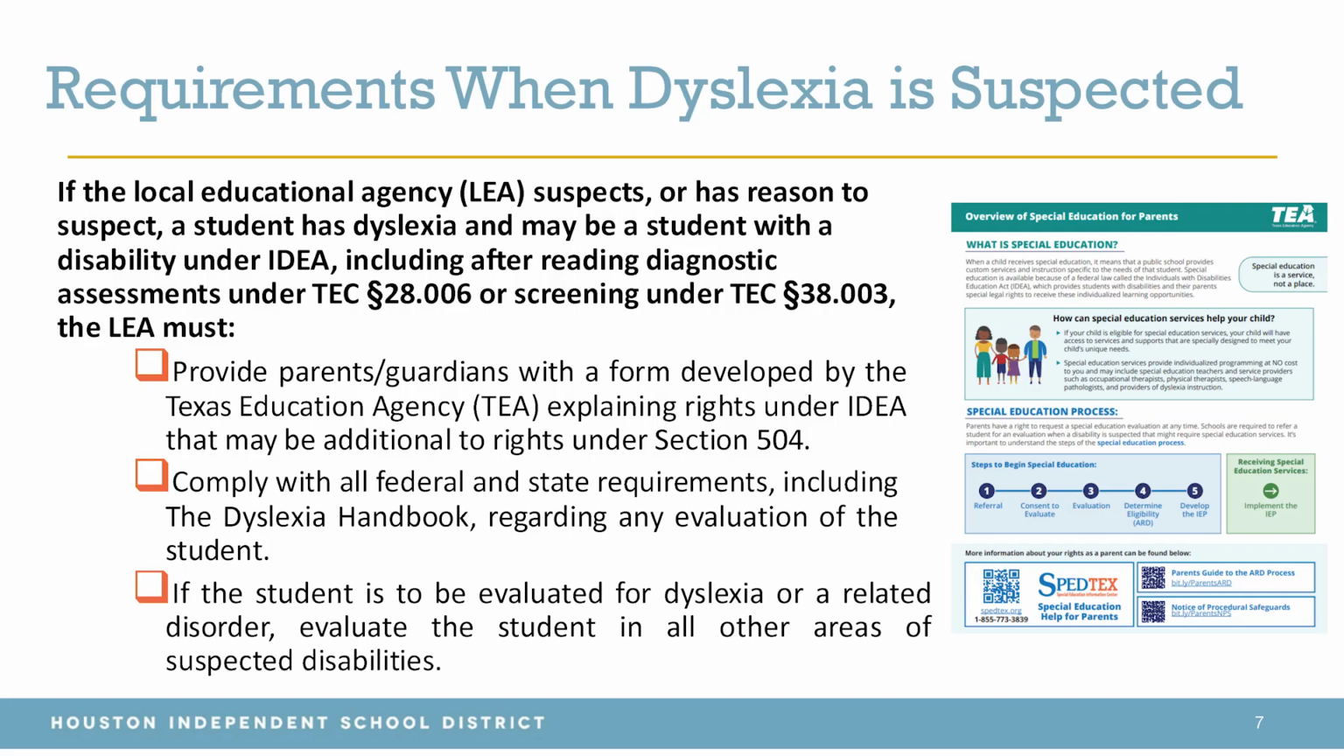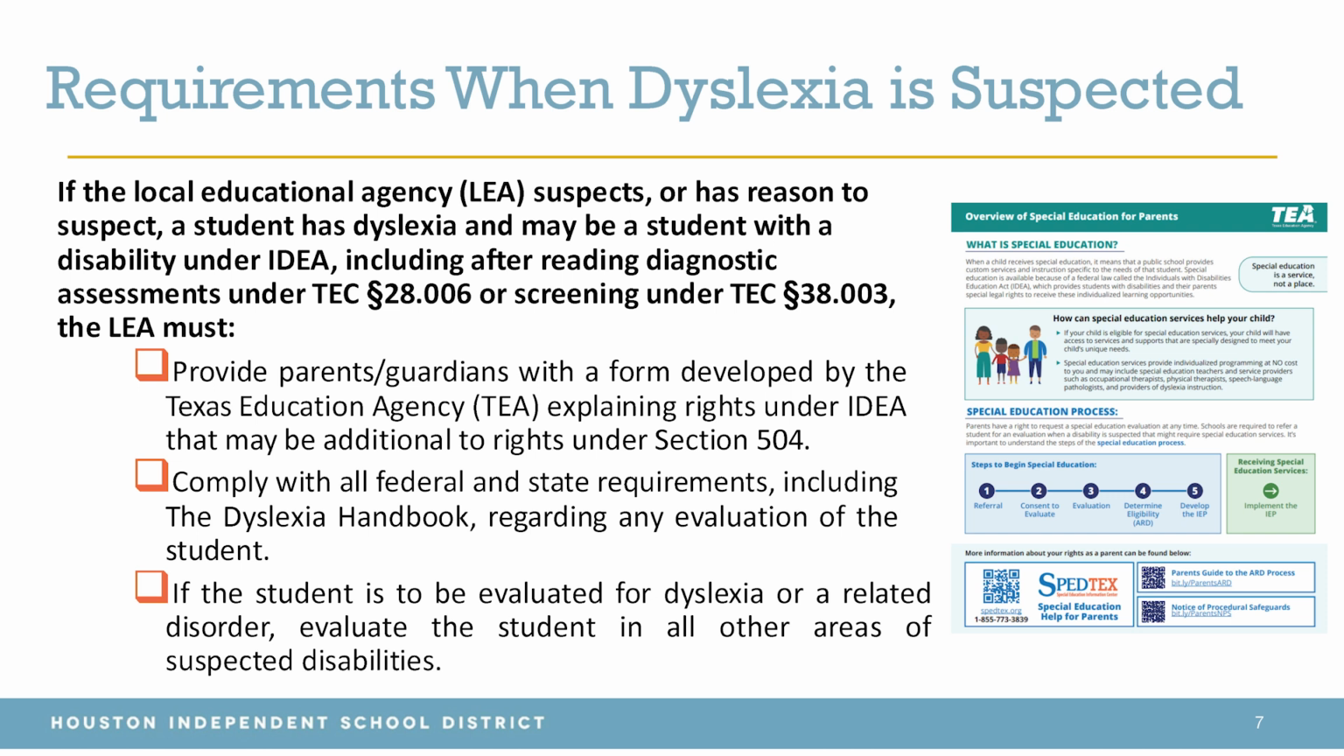We have to provide the parent with that form, which explains the process, what is special education, and what are special education services. We have to adhere to all of the guidance that's in the dyslexia handbook, and it was posted on the 30th, which means on the 30th, that becomes the guidance for us. So we have some reading and studying to do.